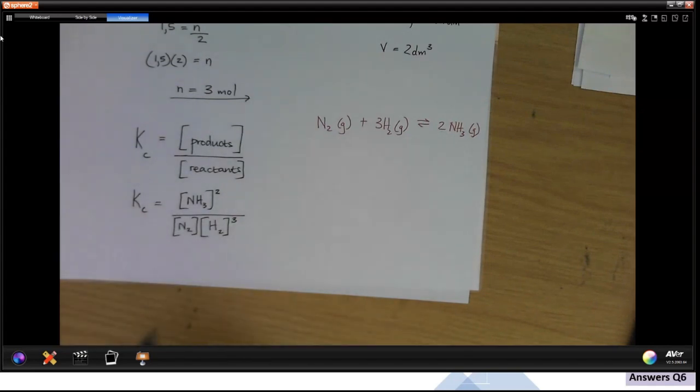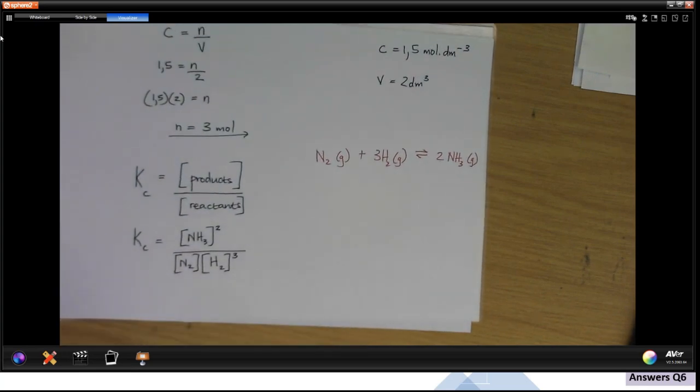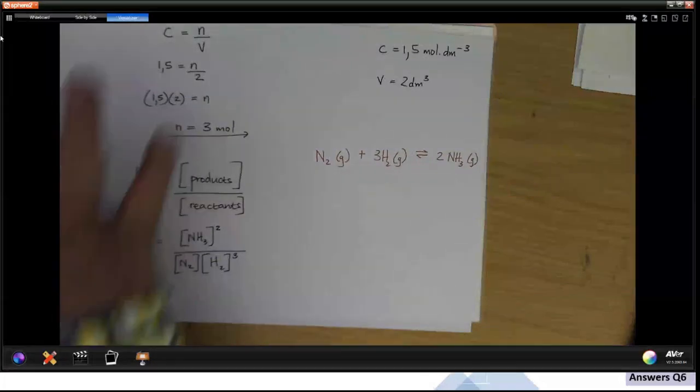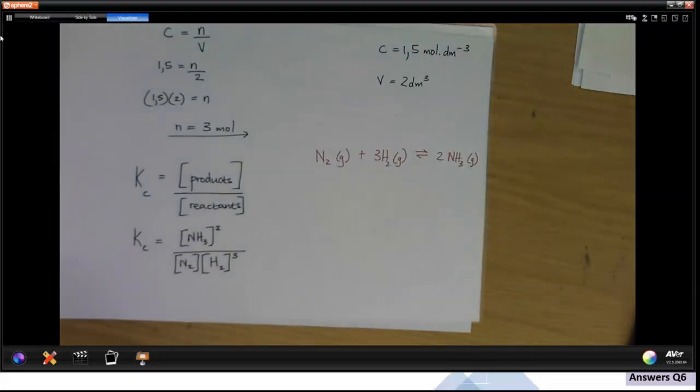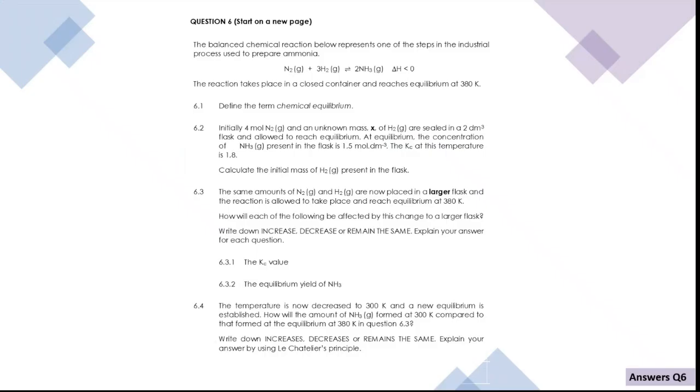But they gave us the Kc. We needed to find the hydrogen gas, and that's how we found that. All right, so a nice, easy calculation, one that certainly involves all the various elements related to chemical equilibrium. Now, let's move back to our question.